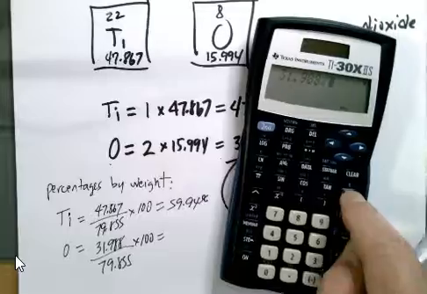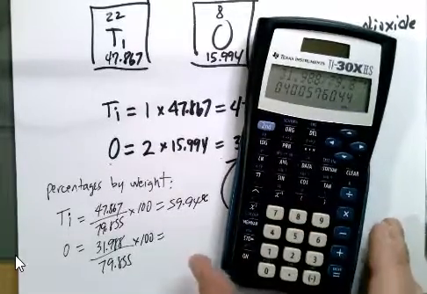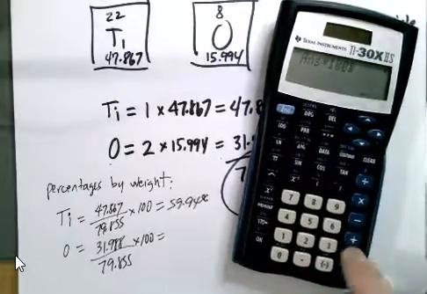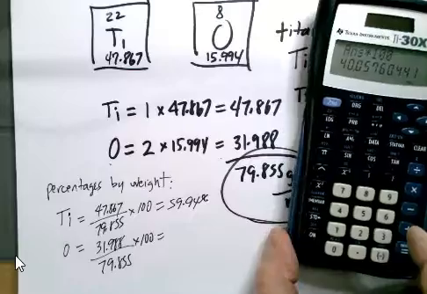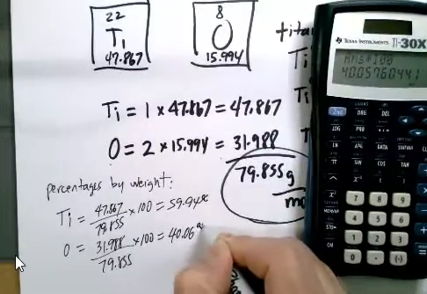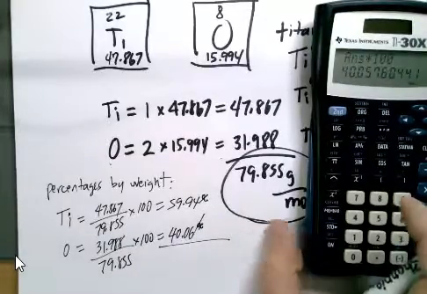31.988 divided by 79.855. That 40 looks reasonable. Multiply it times 100. 40.06. Let's add these together and see if that gets to 100%.